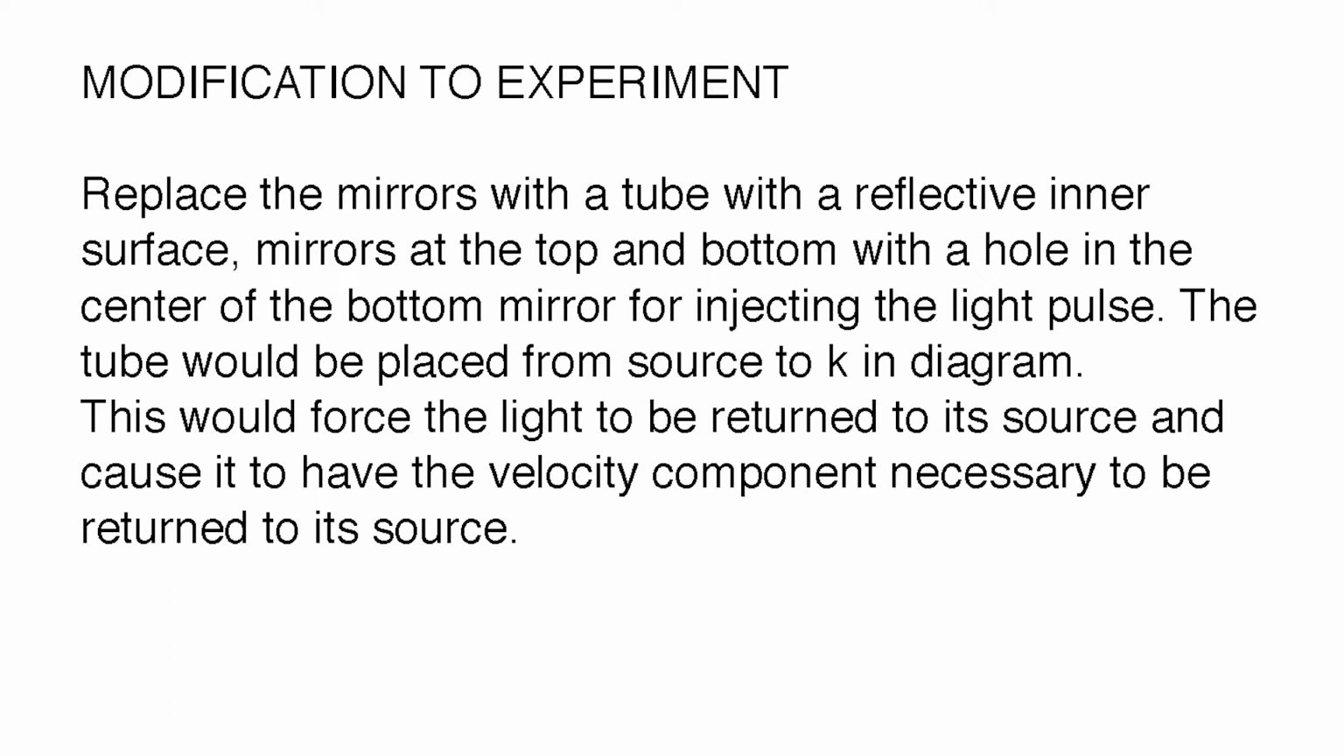Modification to the experiment. The previous two sections showed that the light pulse isn't or can't be returned to the source, which is a requirement for the derivation. Therefore, I'm going to replace the mirrors with a tube with a reflective inner surface, mirrors at the top and bottom with a hole in the center of the bottom mirror for injecting a light pulse. The tube will be placed from the source to K in the original diagram. This will force the light to be returned to its source and cause it to have the velocity component necessary to be returned to its source.